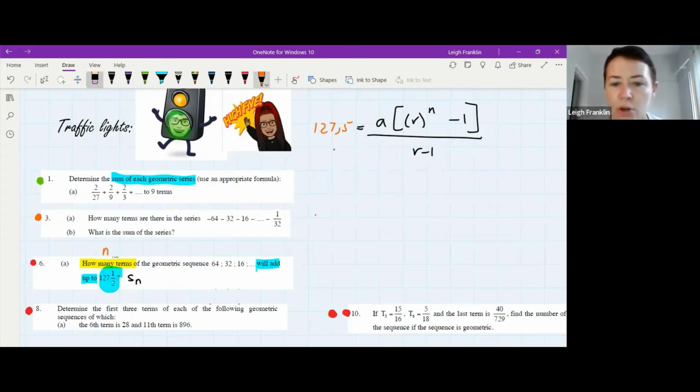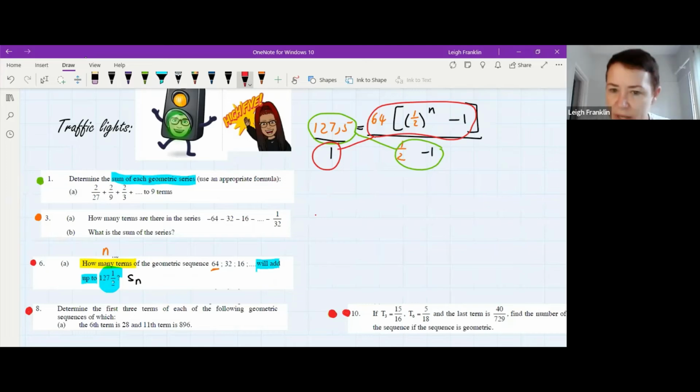Then in place of A, you are going to write 64, because 64 is the first term of the pattern. Remember, we calculate R by saying term 3 divided by term 2, or term 2 divided by term 1. So in this case, R is equal to a half. Now when you are working with this, what you want to do is cross multiply. You multiply whatever's at the bottom with the numerator on the other side. That's cross multiplying. It means you're multiplying both sides by the same thing. It gets rid of the denominator.